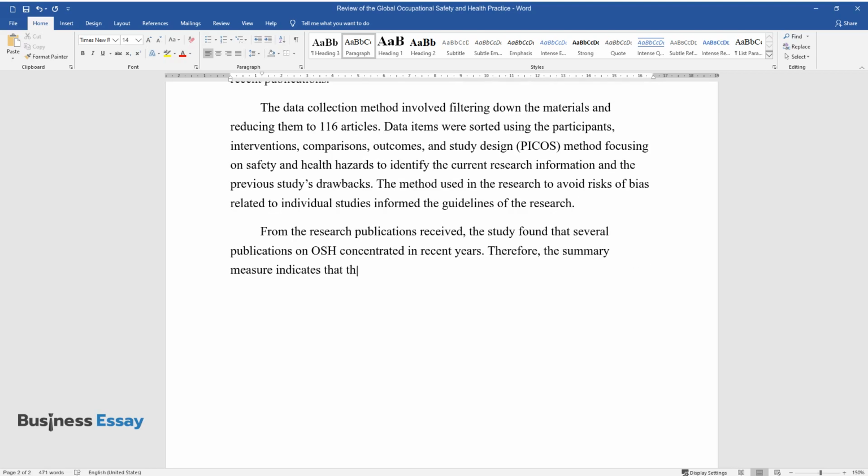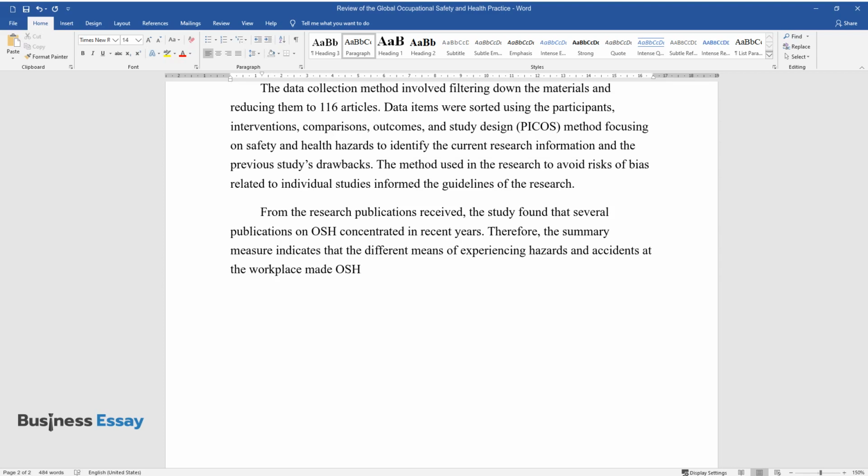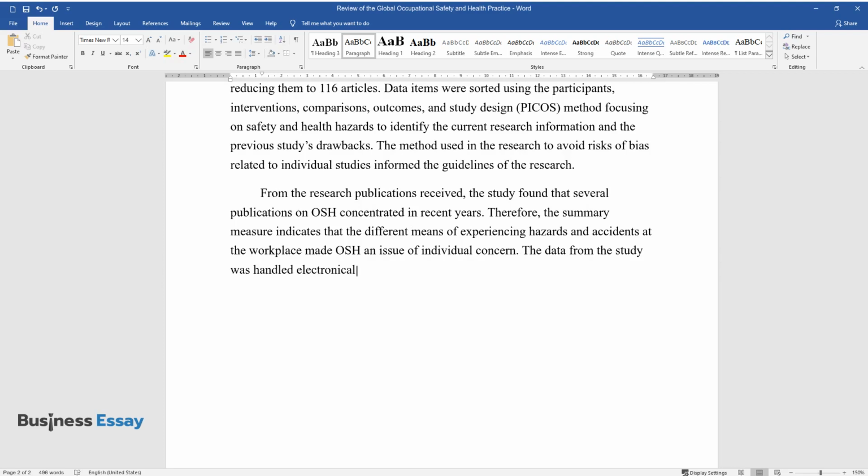Therefore, the summary measure indicates that the different means of experiencing hazards and accidents at the workplace made OSH an issue of individual concern. The data from the study was handled electronically to avoid the risk of reporting bias within the study.